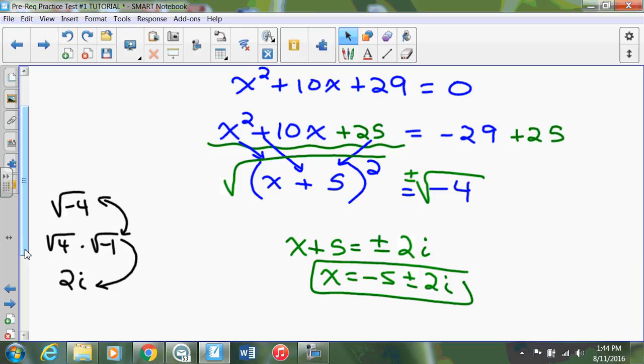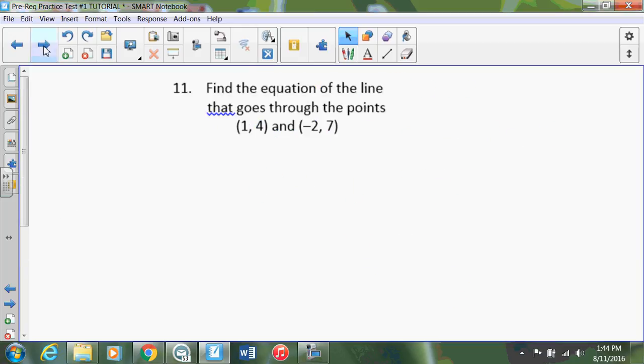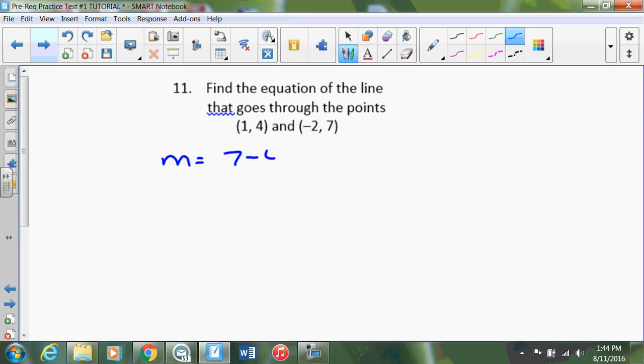All right. Let's go to number 11. All right, I'm having a technical difficulty here. Hold on. Okay. Number 11, find the equation of the line that goes through the points (1, 4) and (-2, 7). And so the first thing we're going to do is we are going to find the slope, which is negative 1. Okay, so our slope is negative 1.